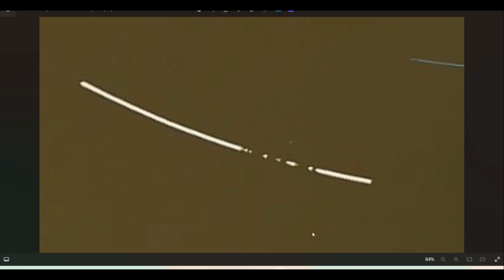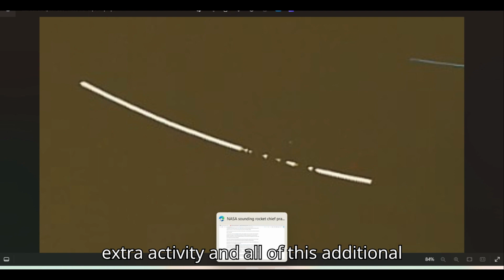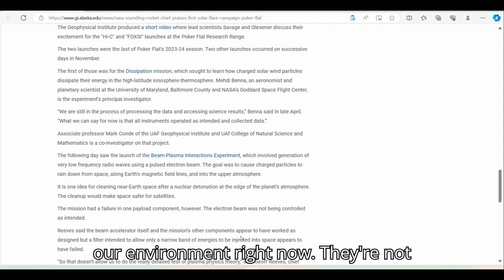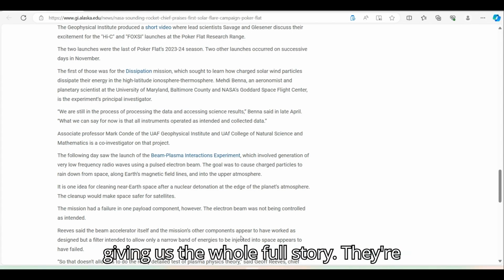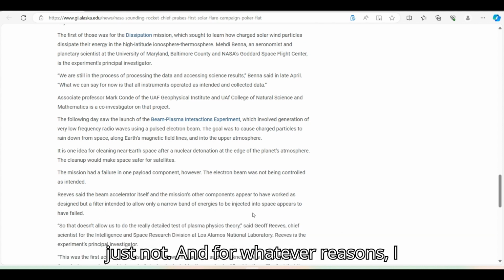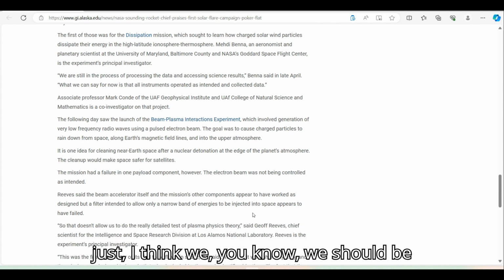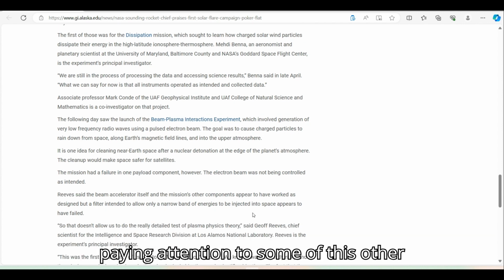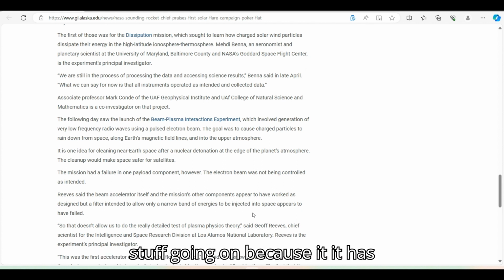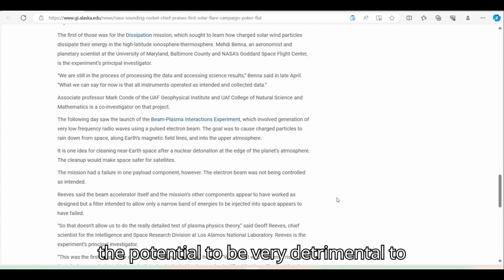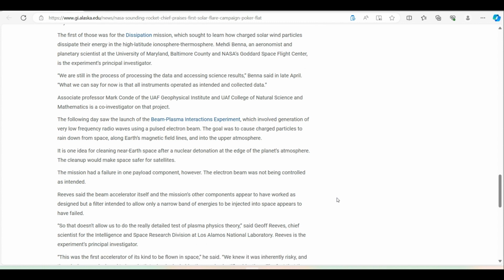Stay mindful, folks, because the main narratives surrounding all of this extra activity and all of this additional frequency pollution we have going on in our environment right now, they're not giving us the whole full story. They're just not. And for whatever reasons, I think we should be paying attention to some of this other stuff going on, because it has the potential to be very detrimental to our environment.